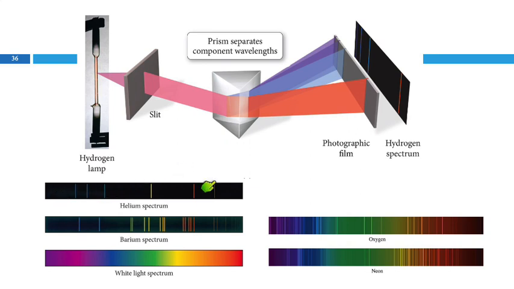So the helium spectrum has more lines in it. This is barium. Here's oxygen and neon. And these two are showing a lot of background noise. This color green here is not coming from the oxygen itself, just the brighter lines. Does anybody have any questions about that?